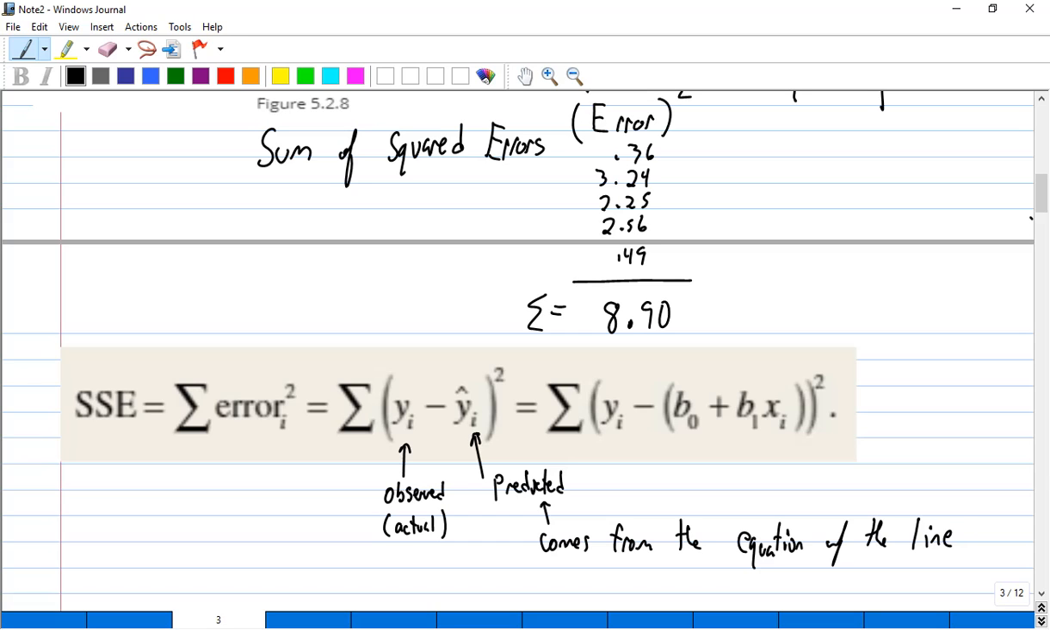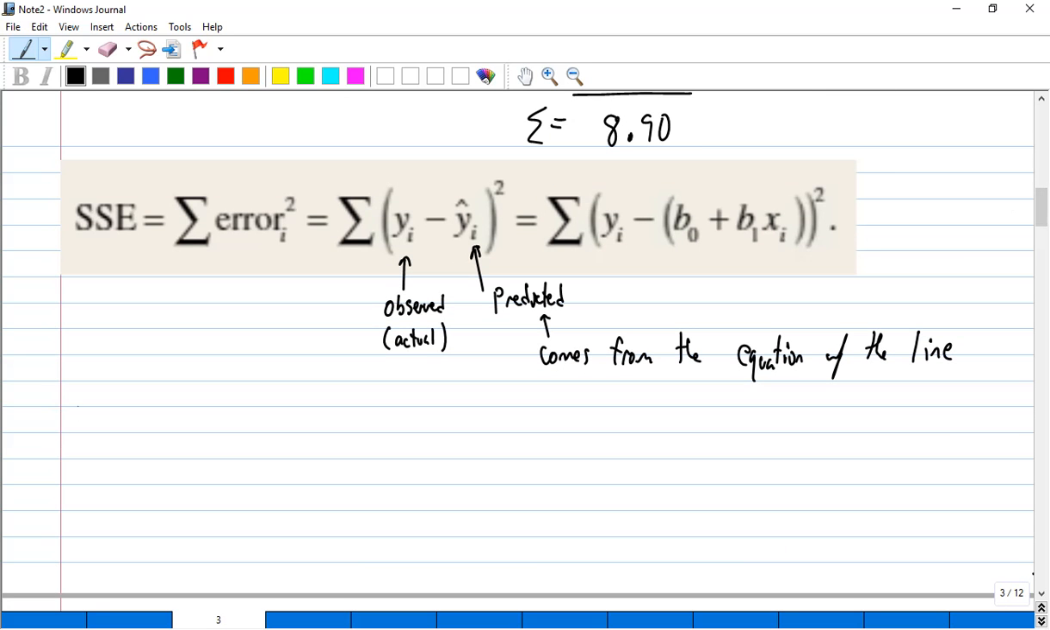Another name for that best line is called the least squares line. So that's another name for it, because it has the smallest sum of squared errors.